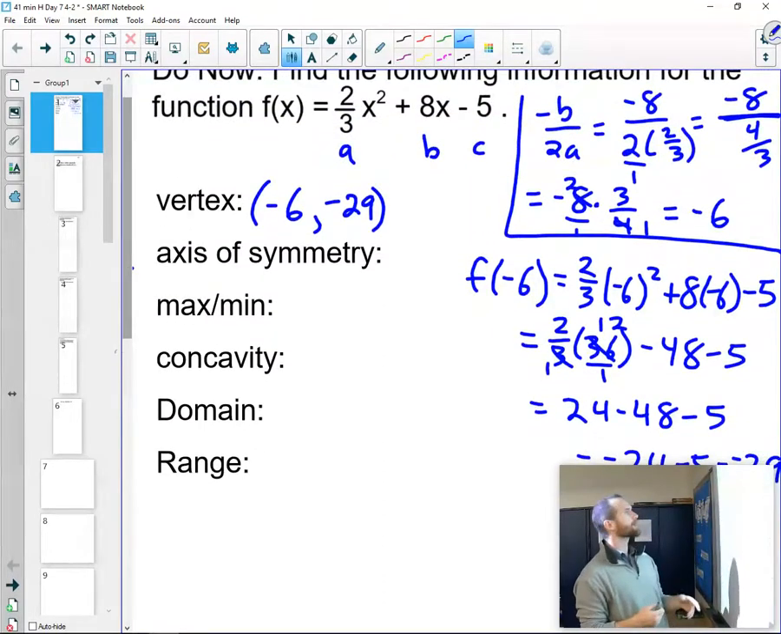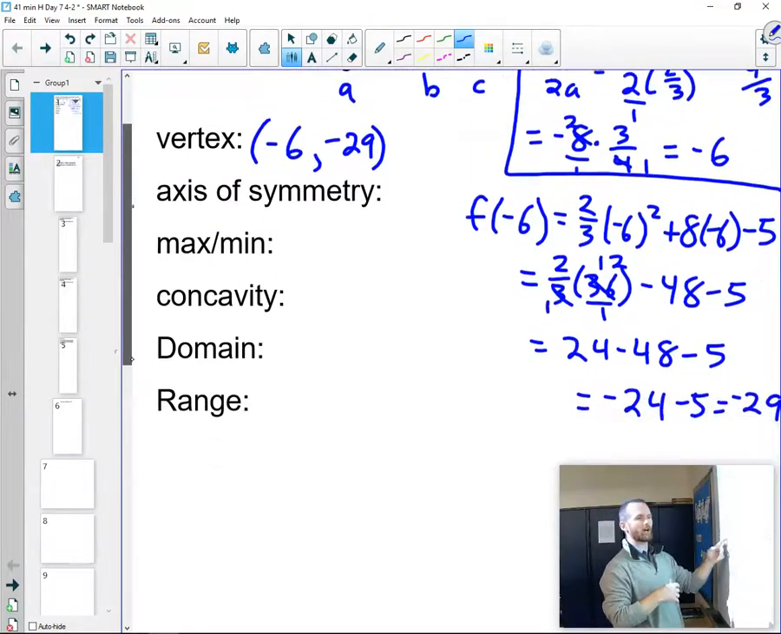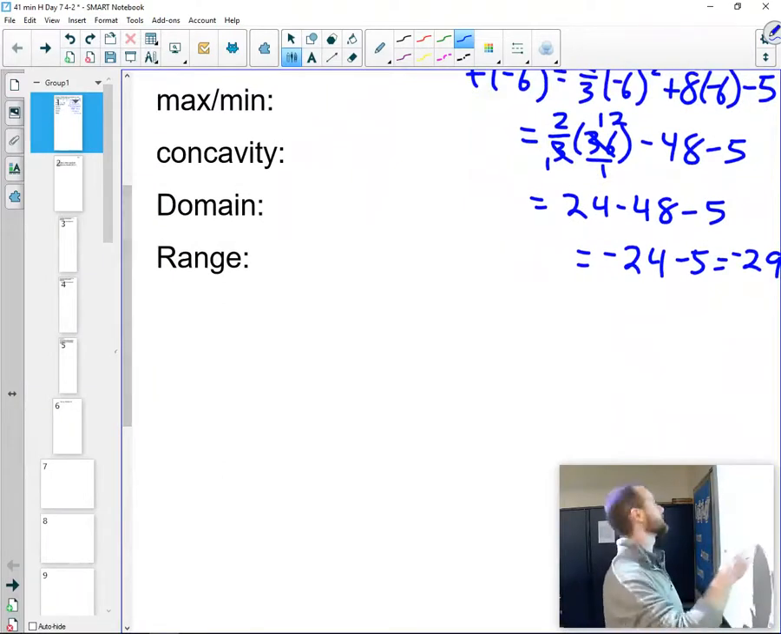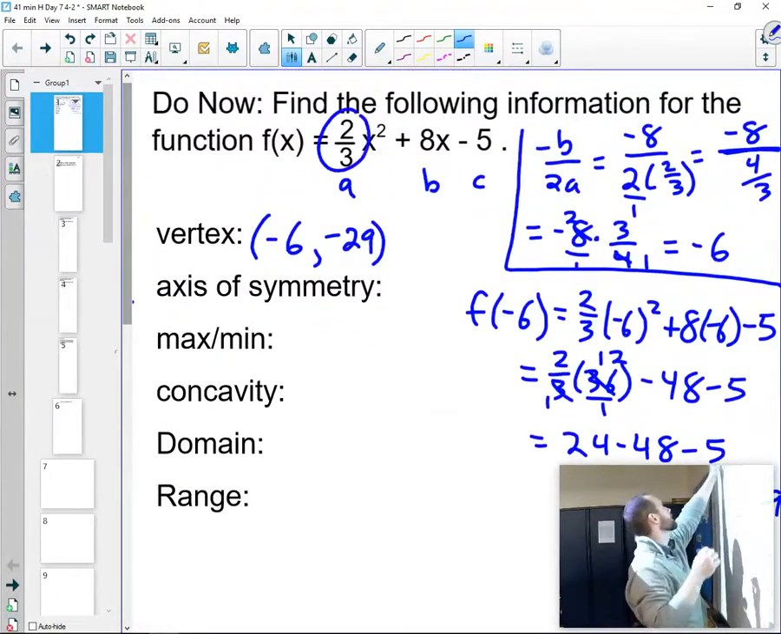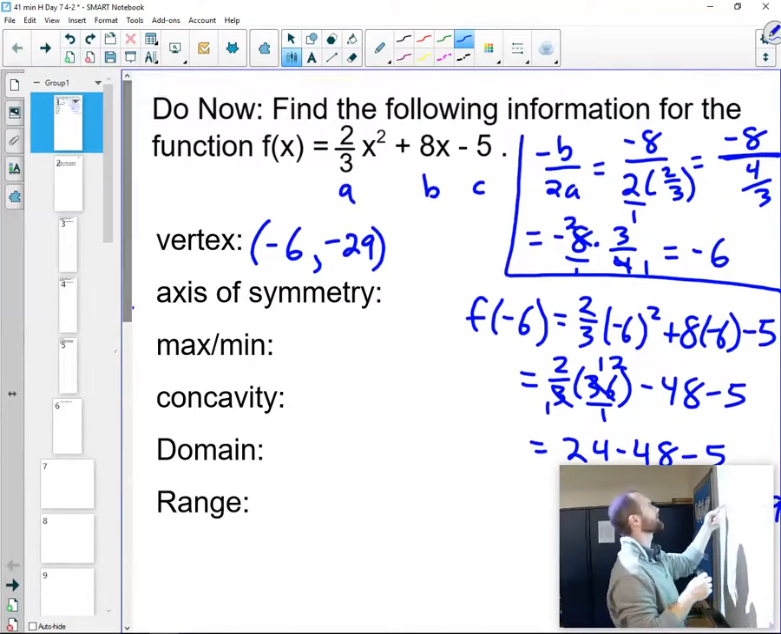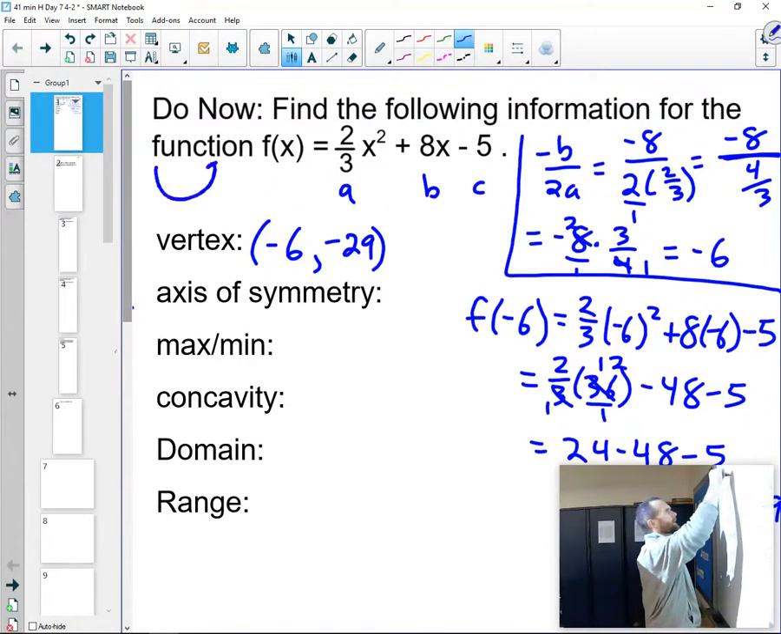All right. Now, even though we could do the rest of this without graphing, I like to sort of imagine what the graph's going to look like. So let's see. The a value is positive, which means it's going to open up. So let's just do this right here. It's going to open up like that. The vertex will be right there, and that's our point, negative 6, negative 29.